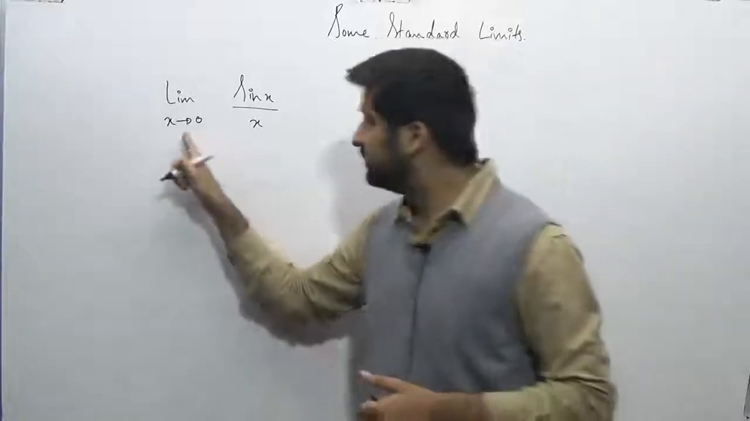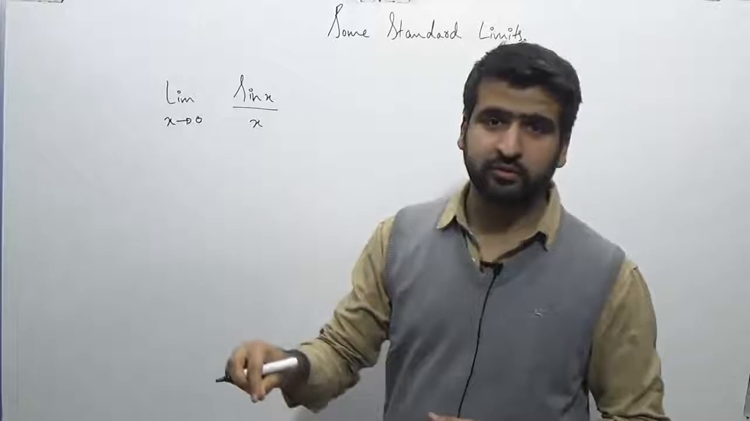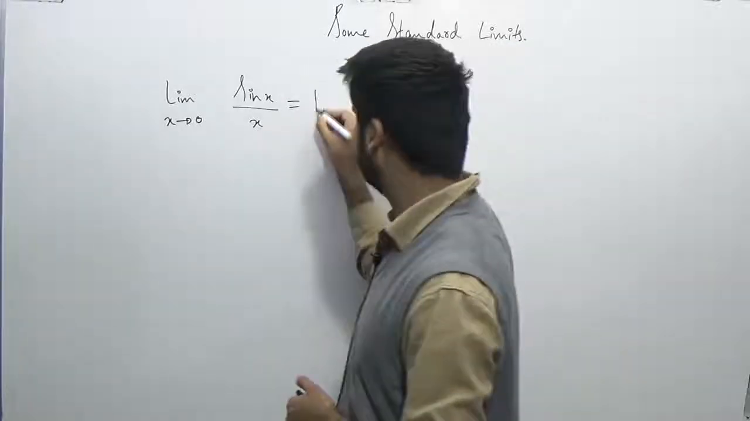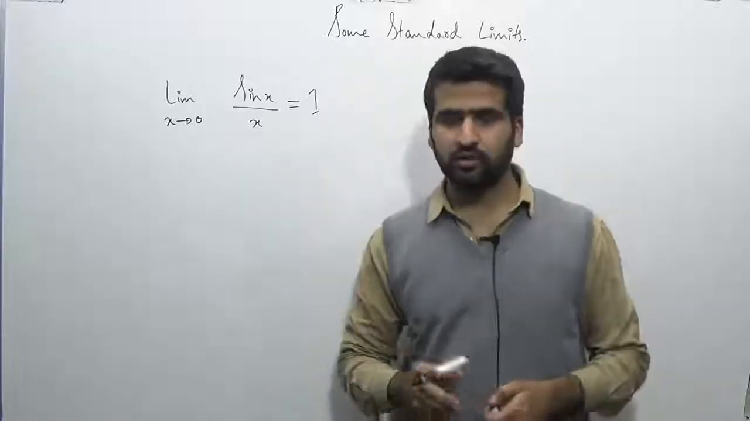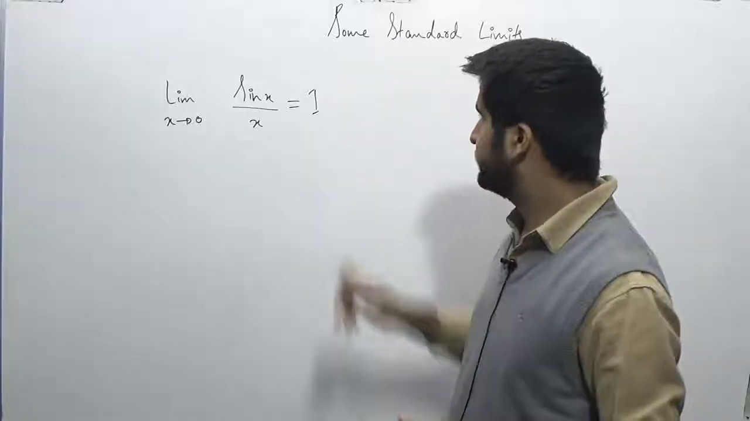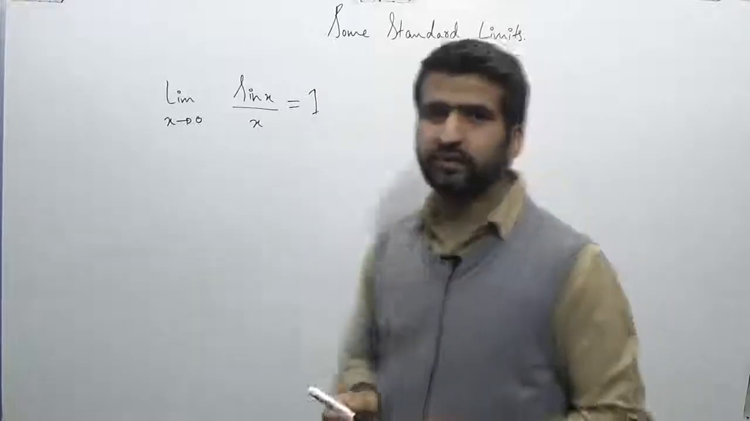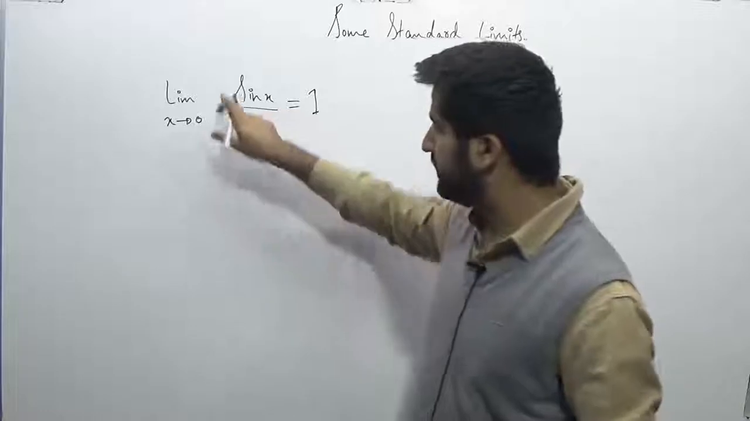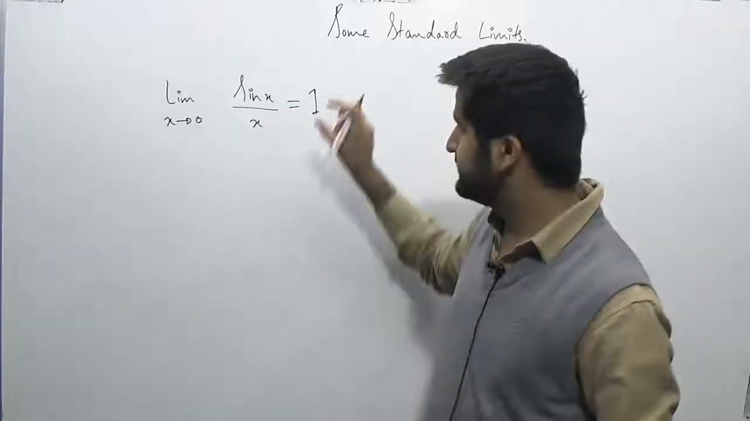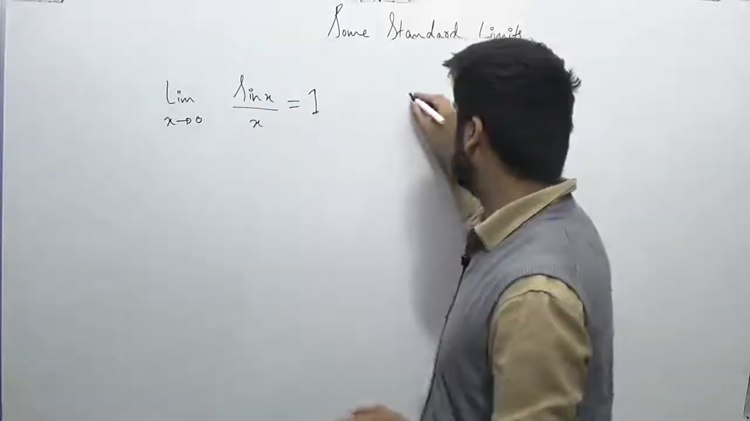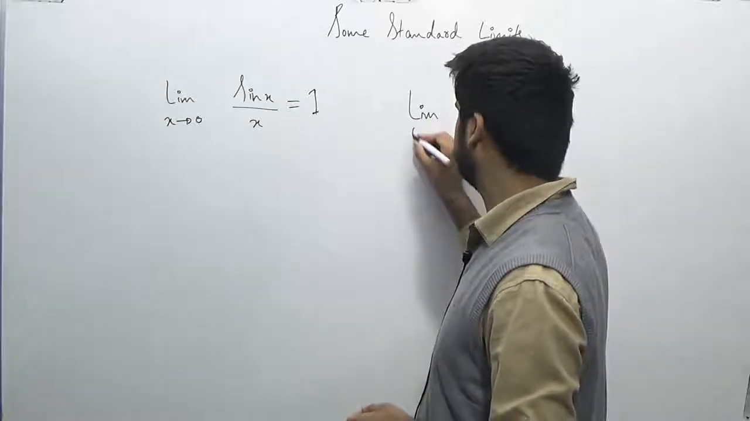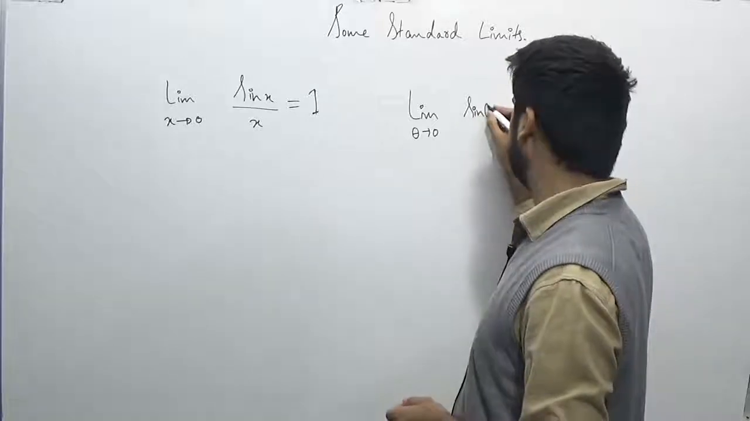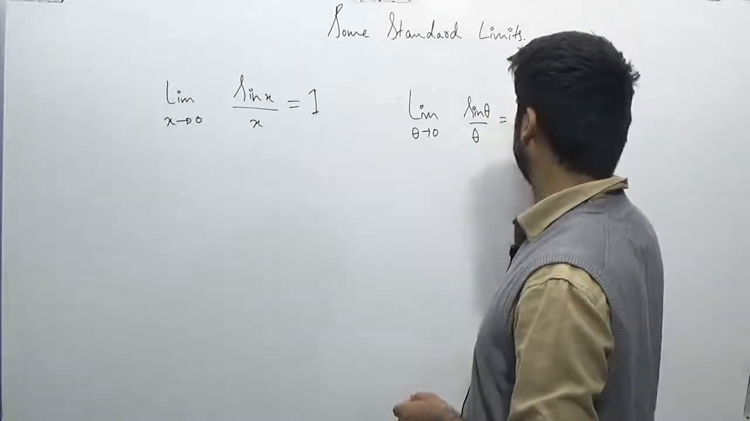So as the angle in radian diminishes, what does this limit approach to? This limit approaches 1. Now the proof of this limit is quite typical and it can be done by the squeeze theorem, but we don't need to do that. You just have to remember that limit sine x upon x is equal to 1. So this means that if you have an angle theta, limit theta approaches 0, sine theta upon theta will always come out to be 1.